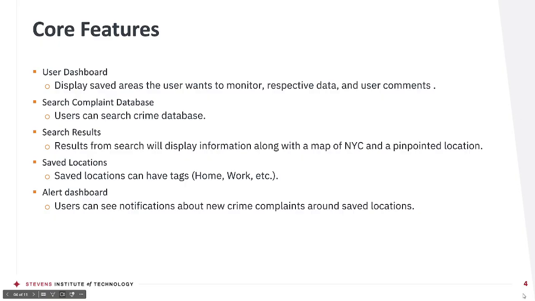Some core features we're going to add is a user dashboard where we can see areas that the user has saved that they want to monitor their respective data, along with user comments for specific complaints. Users can also search through the crime database and with all the complaints, as well as save locations with tags for work and home, and an alert dashboard for real-time notifications about new crime complaints around those saved locations.